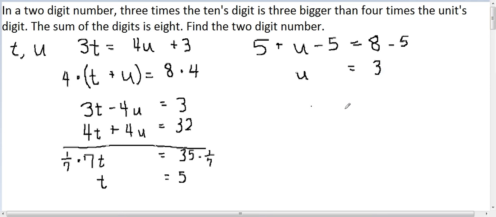So in the two-digit number that we're looking for, the tens digit is 5 and the units digit is 3. So the number that we're looking for is 53.